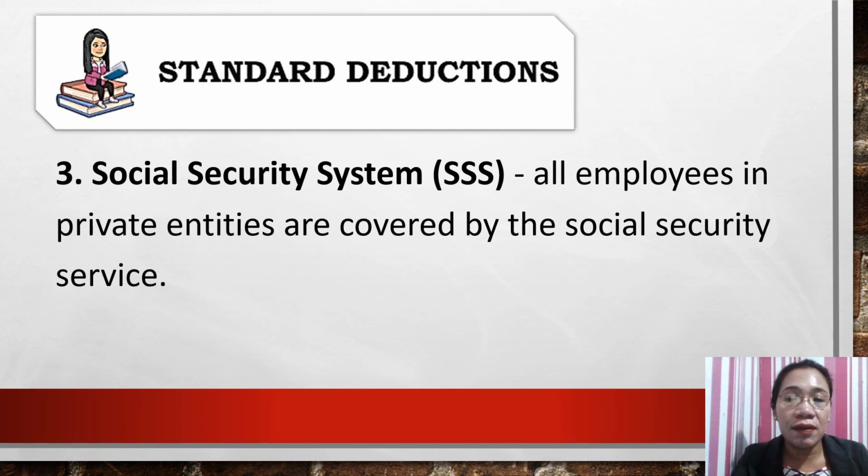Okay, third. The third standard deduction is Social Security System or SSS. Meron na kayong nalalaman sa SSS. All employees in private entities are covered by the Social Security System. So when we say Social Security System, ito yung insurance ng lahat ng mga nagtatrabaho o empleyado ng nasa private na mga companies. So, all employees in private entities are covered by the Social Security System or SSS.